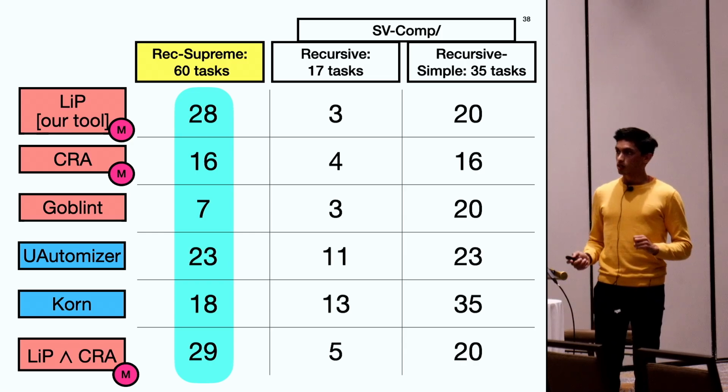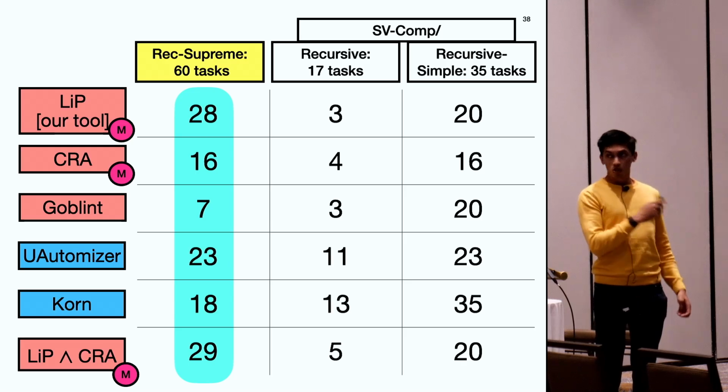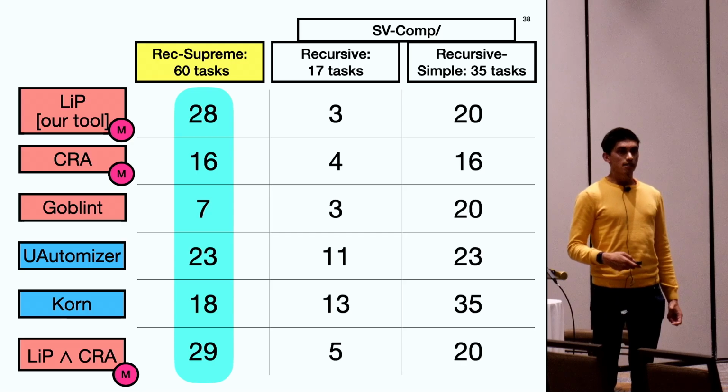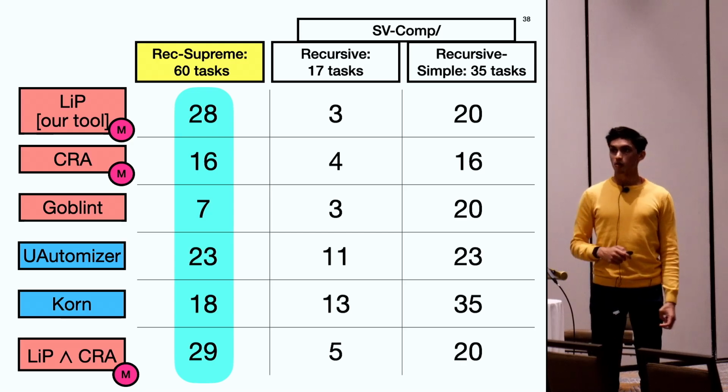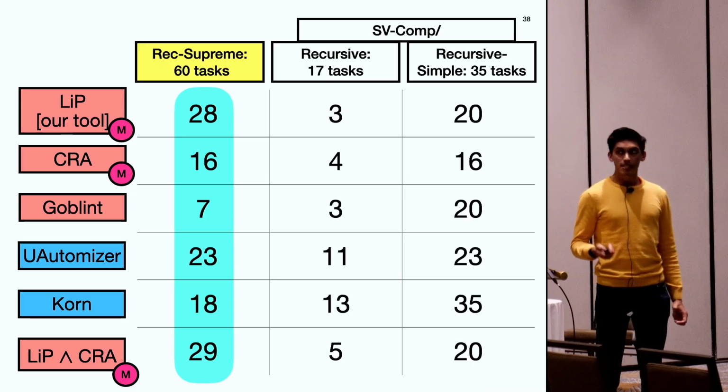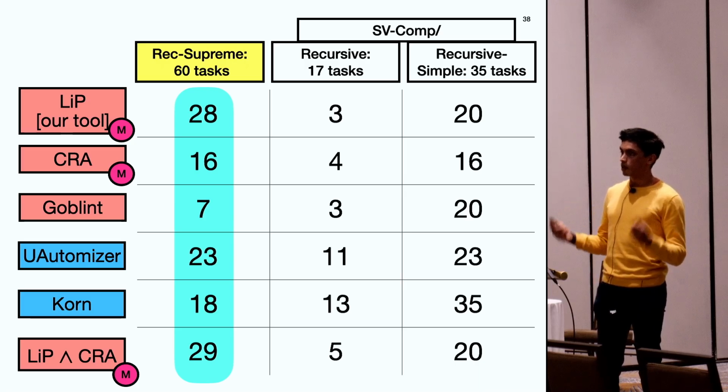From this evaluation, we can conclude that our tool, LIP, represents a step forward in procedure summarization, and that in some settings, it is even competitive with model checkers.